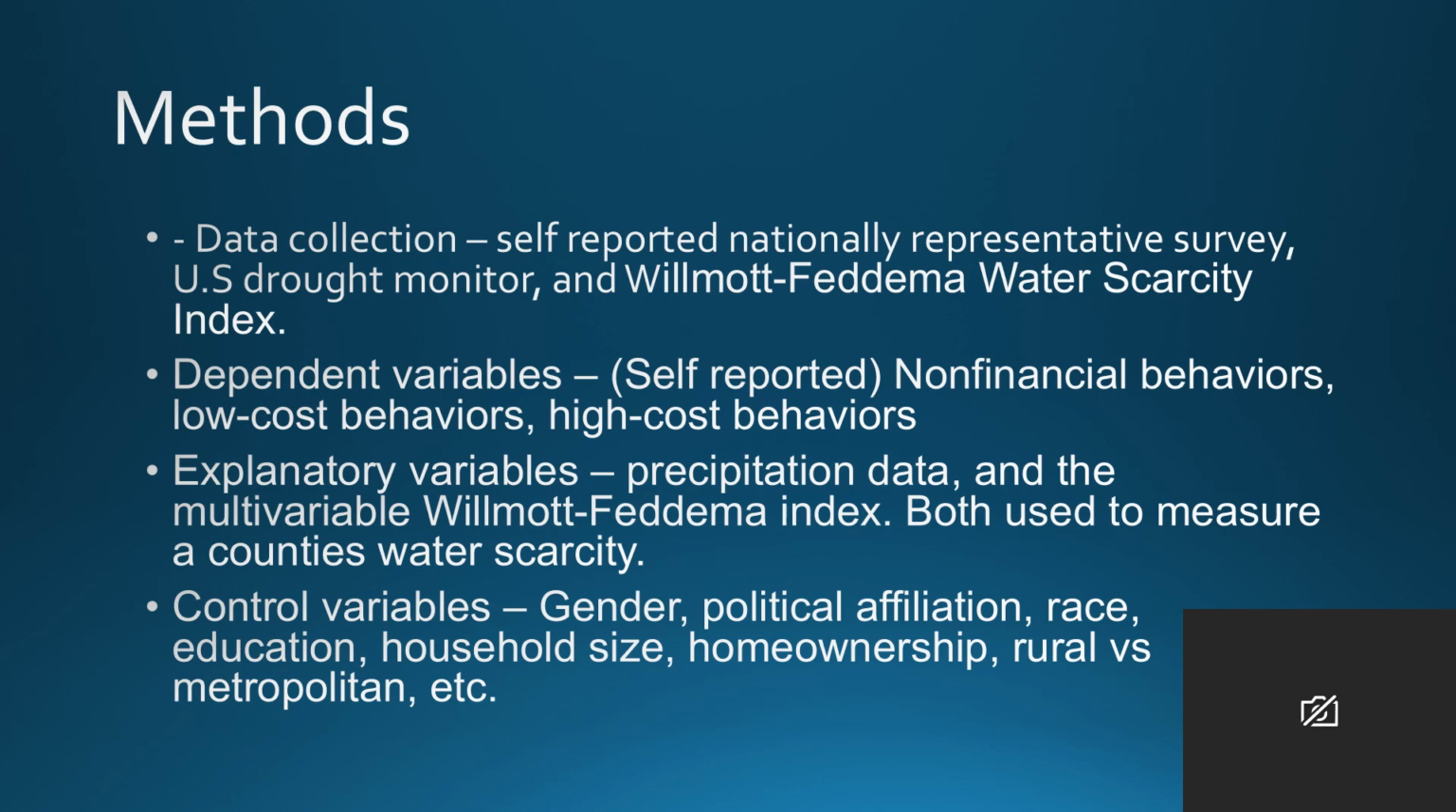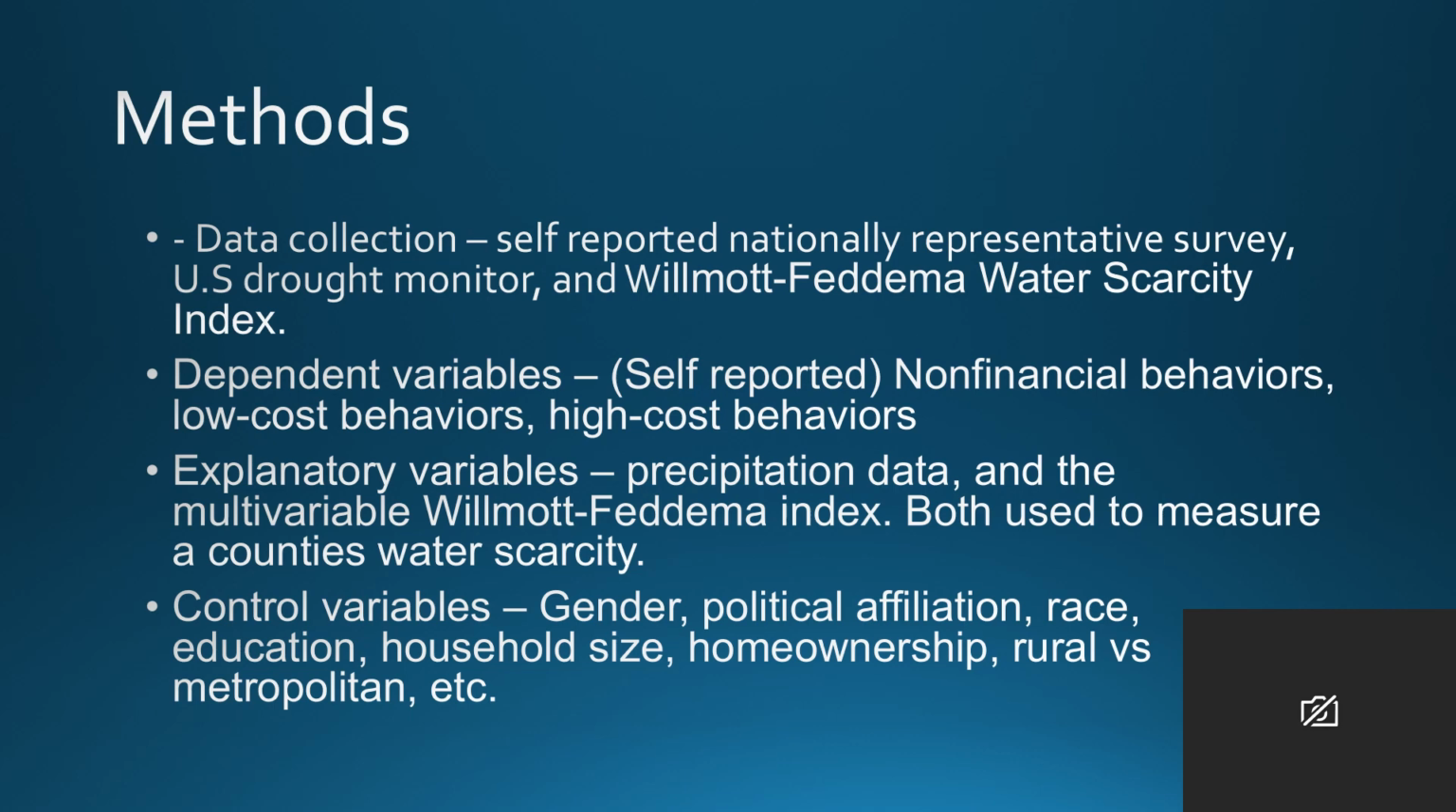There's explanatory variables. These are precipitation data and the index we talked about earlier. These are used to measure counties' water scarcity, both actual water scarcity and self-reported water scarcity. And there's control variables. These are the demographic ones like gender, political affiliation, race, education, household size, home ownership, and then rural versus metropolitan areas.